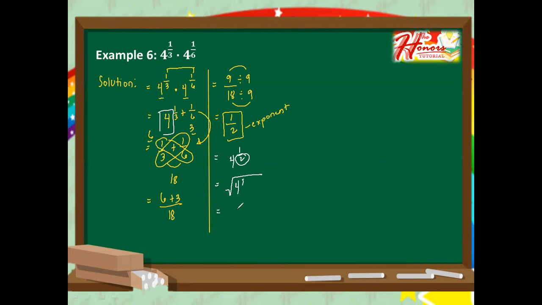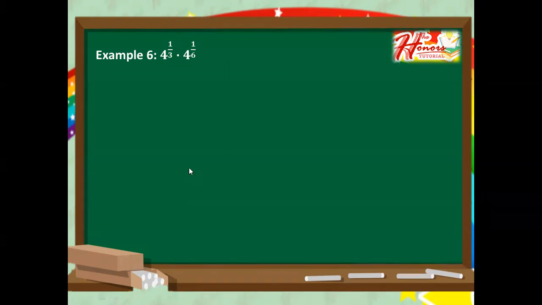And then since this is 1, if we simplify 4 raised to 1, it will become 4 only. So square root of 4 is equal to 2. So 2 is the final answer for example number 6. Let us have another. We have here 5 raised to 1 over 5 times 5 raised to negative 1 over 5. So let's solve for it.